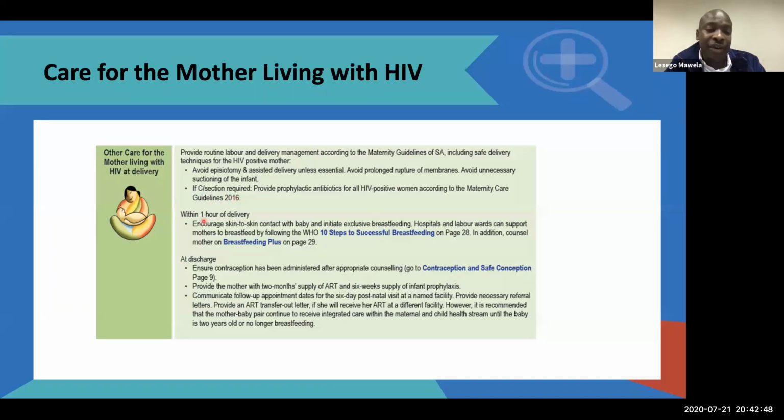And as soon as delivery occurs, we want to encourage skin-to-skin contact, because we are breastfeeding advocates. I am a breastfeeding advocate. And ensure that as part of the discharge process, she is given safe conception advice, including contraception. She's got enough ARV drugs, and she's got a clear appointment in terms of where she would do her 6 days appointment.